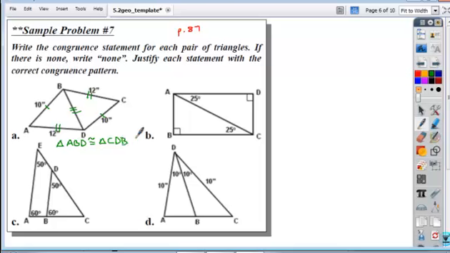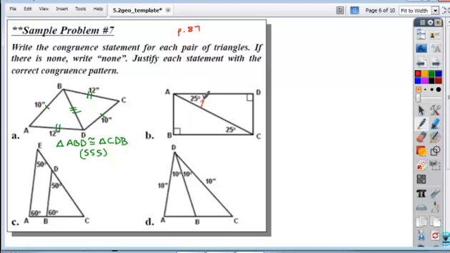So here would be your congruent statement. Again, yours may not be in the same order, but as long as the pieces align in the right sequence. The pattern that's fulfilled here is 3 sides, so SSS. Okay, questions on that? All right, let's move to B.